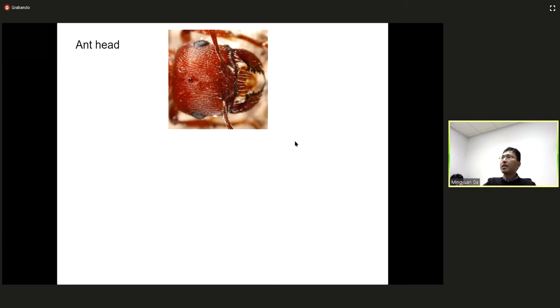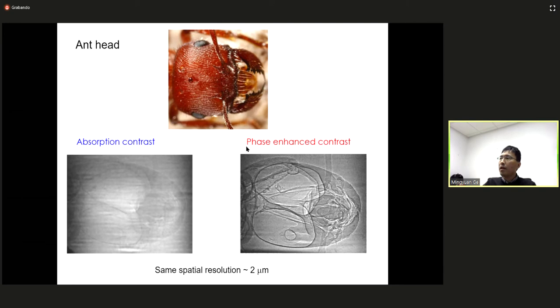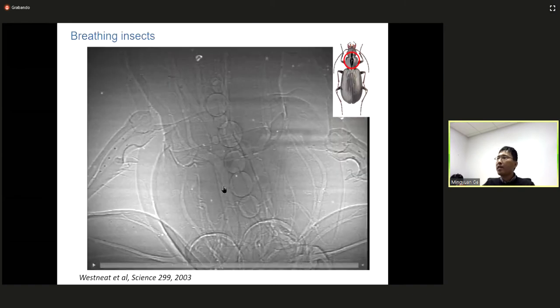This is another example showing how the propagation method is applied to a biomaterial like an ant head. Again, as a comparison, we first look at how the absorption contrast looks. It's very faint because it's soft material and the attenuation is very small. If we look at the phase contrast imaging, we can see all the details inside, and we have very nice resolution, about 2 microns. This is centimeter-scale imaging. And there's another one.